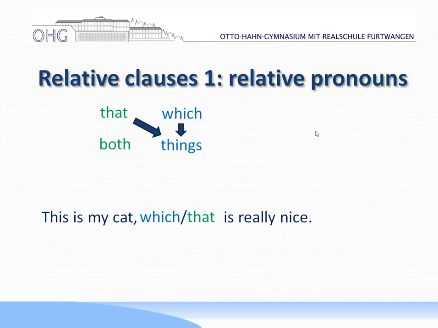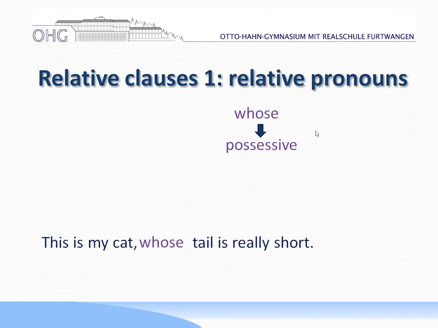No matter how much you love your cat, and even if you know what it is, like a tomcat or a female cat, generally cats and pets are all things. So you would use which or that. Next example, whose. This is my cat whose tail is really short. So you talk about the tail in a possessive way. So you need the relative pronoun whose.